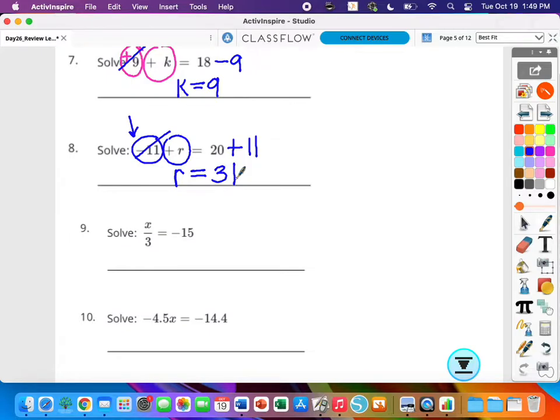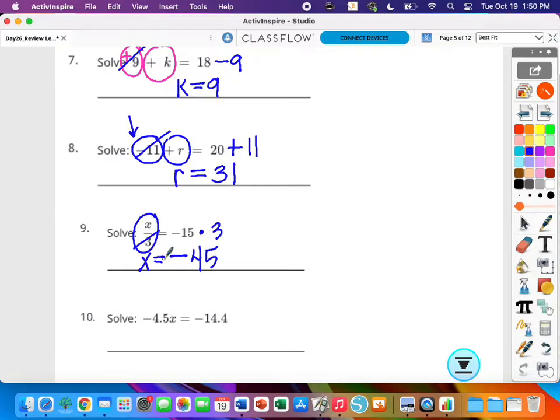On number 9, we have x divided by 3 equals negative 15. I'm going to circle that term. I know that there is division in that, and it's dividing by 3. So to solve it and get rid of that dividing by 3, I will multiply by 3. The inverse of division is multiplication. Just like the inverse of addition is subtraction, the inverse of subtraction is addition, the inverse of division is multiplication. Negative 15 times 3 is negative 45. So x is going to equal negative 45.